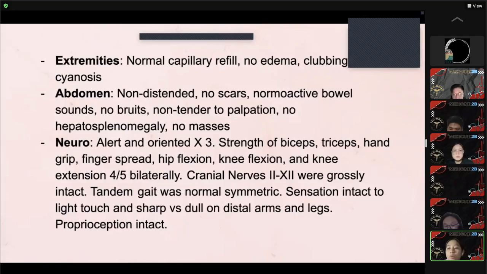Tandem gait was normal, symmetric. Sensation intact to light touch and sharp versus dull on distal arms and legs. Proprioception is intact.